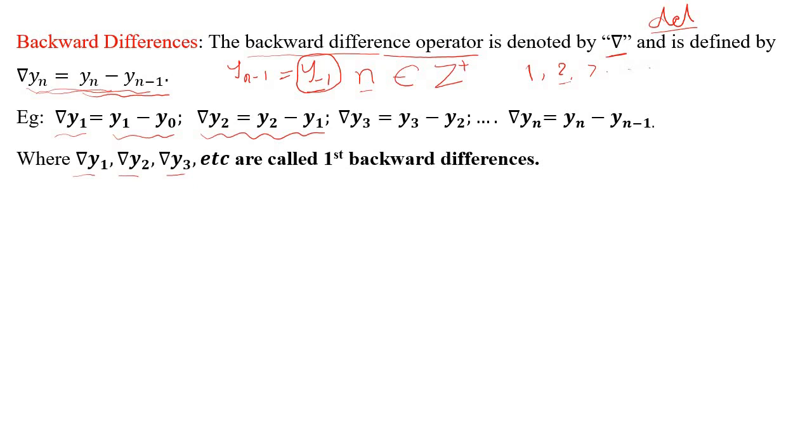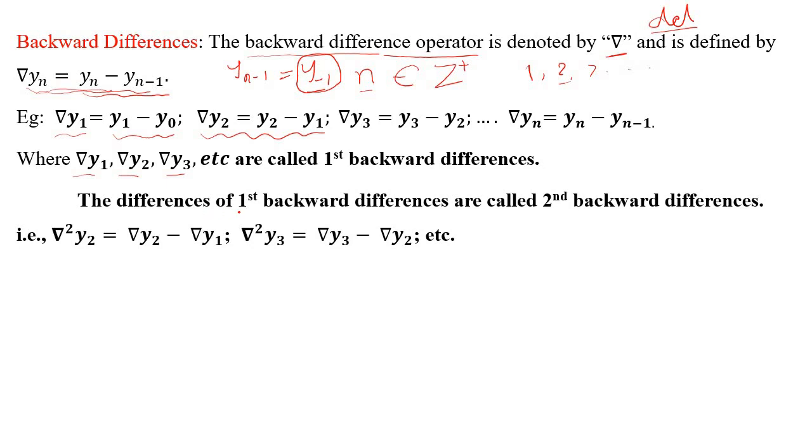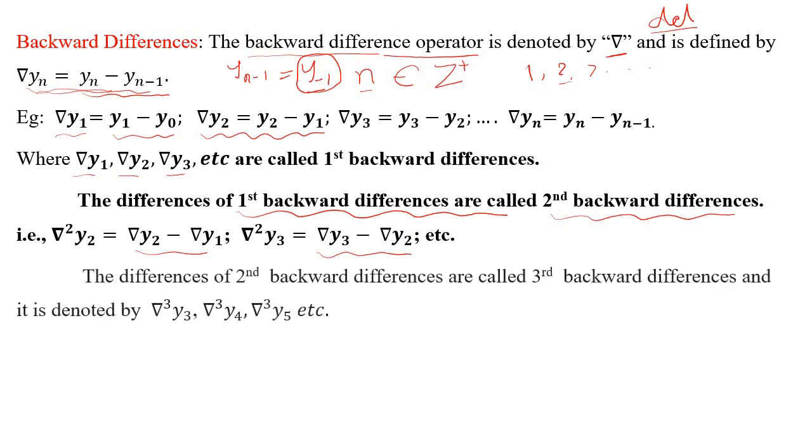Similar to forward differences, here also we can define the higher order backward differences. That is, the differences of the first order backward differences are called second order backward differences. The same concept: del square y2 gives del y2 minus del y1. Del square y3 gives del y3 minus del y2, and so on. And then we can define the third order backward differences. That is, the difference of the second order backward differences gives the third order backward differences. And the relation is del cube.